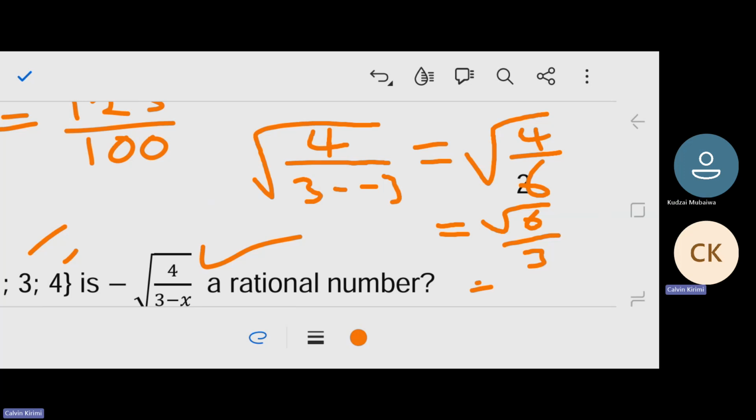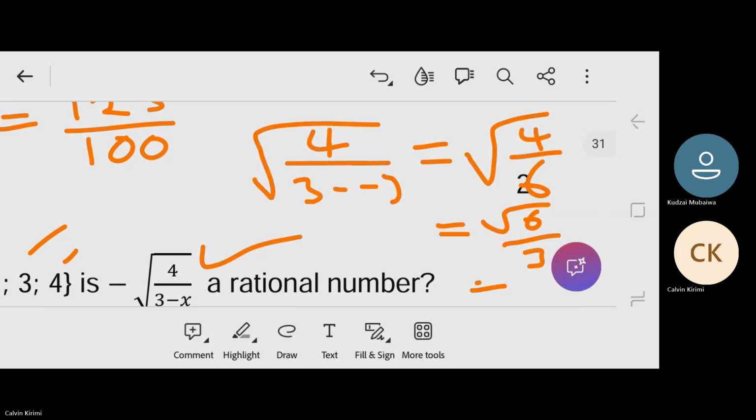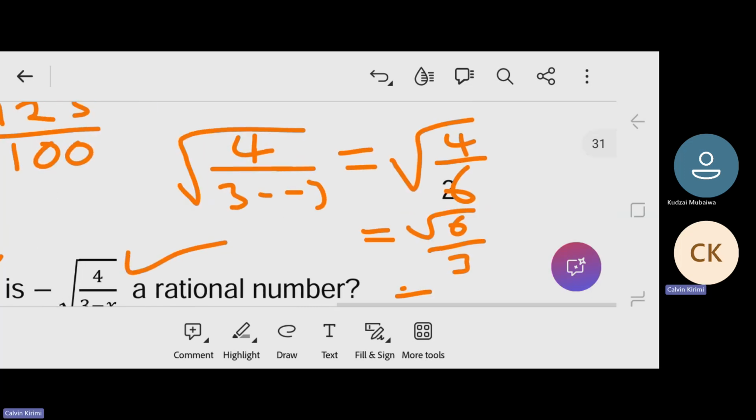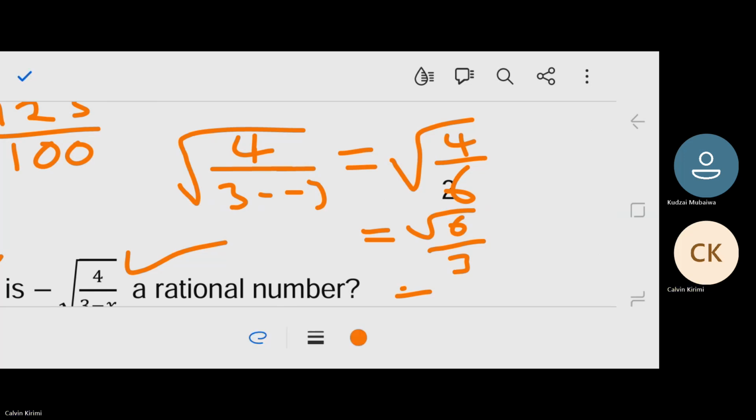All right, let's verify it. Square root of 4 over 6. In other words, it's 2 over root of 6. What is root of 6? Square root of 6.